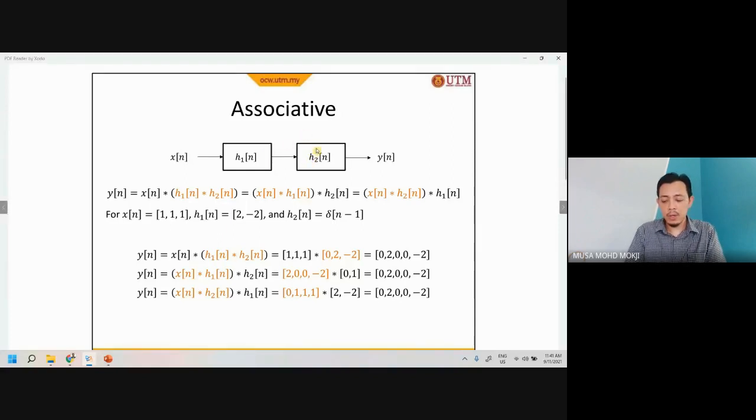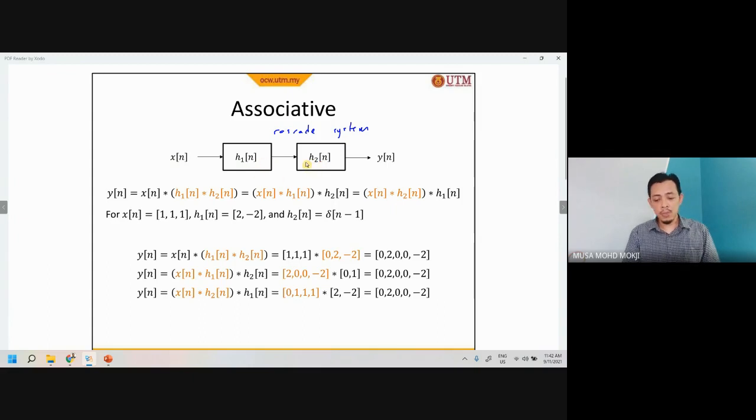And this is associative. So for example, we have 2 things. This is what we call a cascade system. You have 2 systems. One is h1n, an impulse response here. What is impulse response? Impulse response represents one system. And then we have h2n, which is another system. When we do this, we are cascading the system.